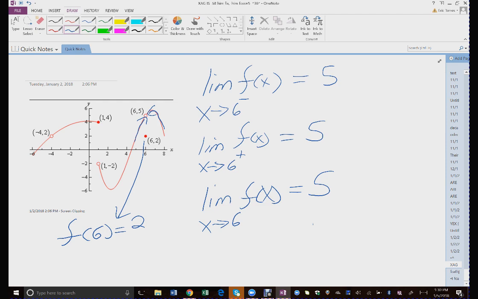Hopefully that sticks with you. Again, we're talking about the concept of approaching, not necessarily reaching. Big difference.